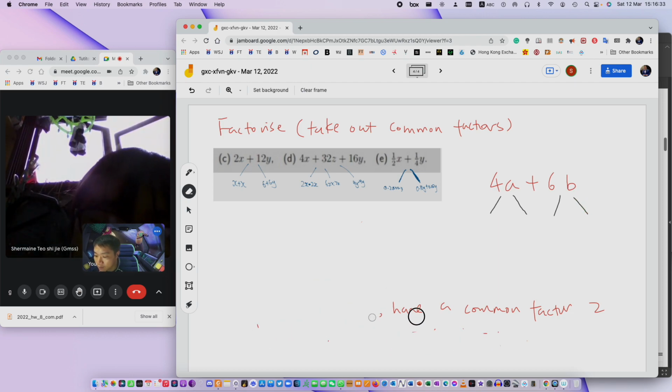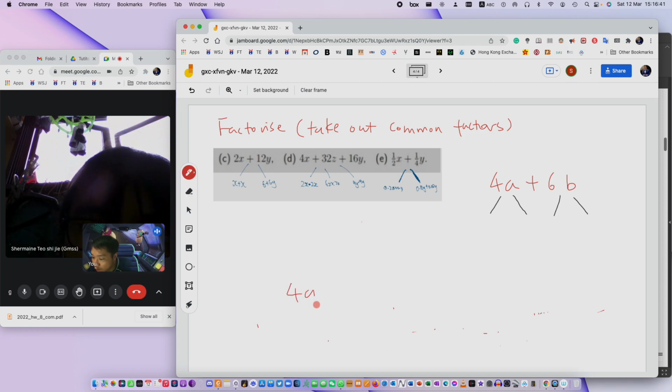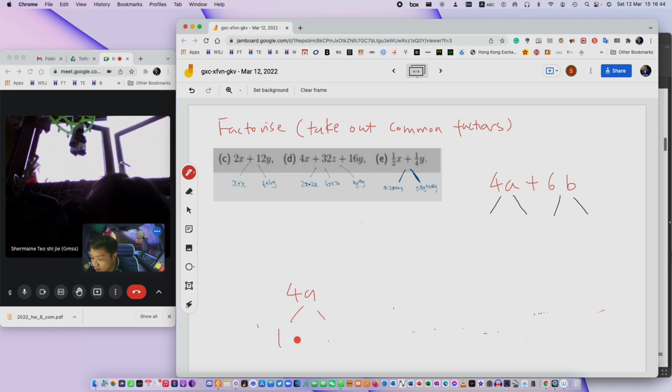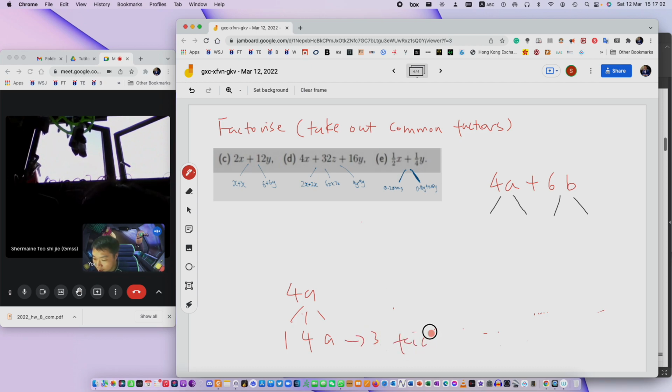By the way, when you split, it does not mean that you must split to only 2 factors. Let me give you another example. If you have 4a, sometimes you can split to 1 times... so there can be more than 2. Meaning I can split to 1, 4, and 8. Are you clear? So not necessarily just 2. Over here 3 factors. Not necessarily just 2, can be more than 2. Okay, go ahead with 4a plus 6b.